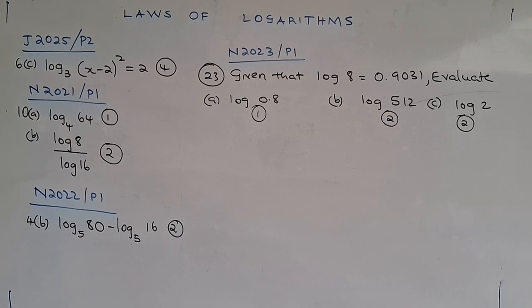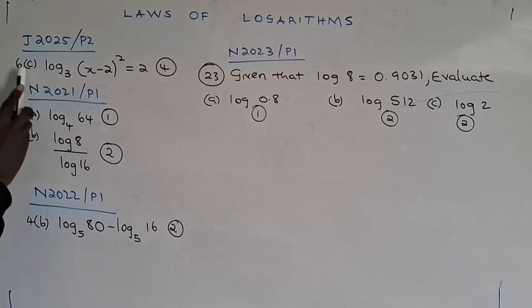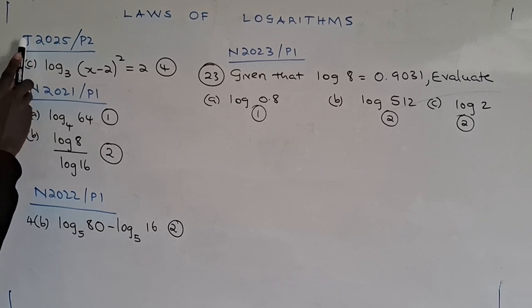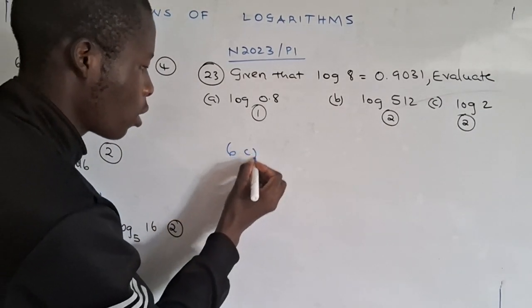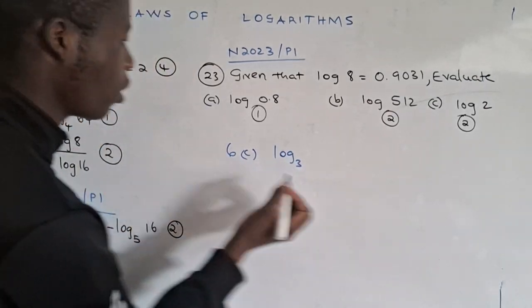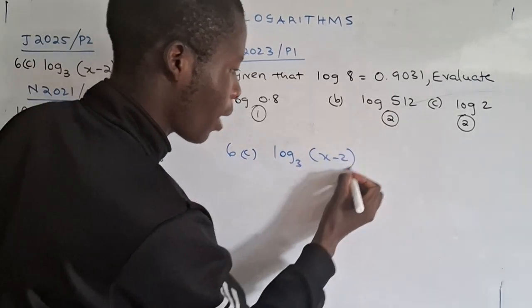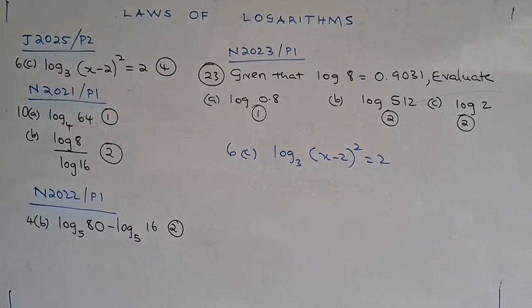Okay, see, this is June 2025 paper 2. This question is coming from June 2025 paper 2. How to solve this question? Okay, so 6c. The question is log base 3 of (x minus 2) to the power 2 is equal to 2.